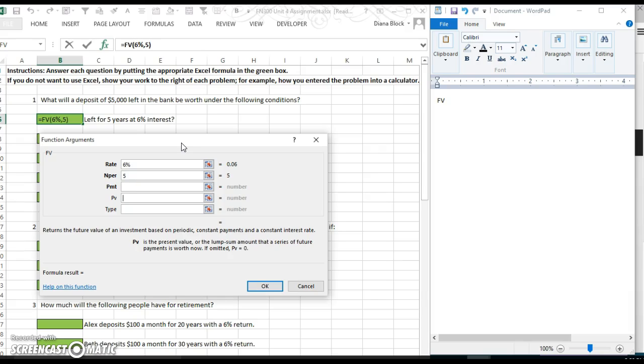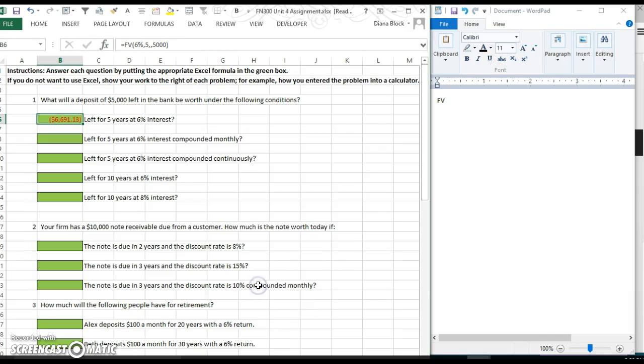So what is the present value? Well, the amount we have right now is $5,000. So you put that information into your function box and you click OK. And Excel will put right there for you how much money that will be in 6 years, or in 5 years.